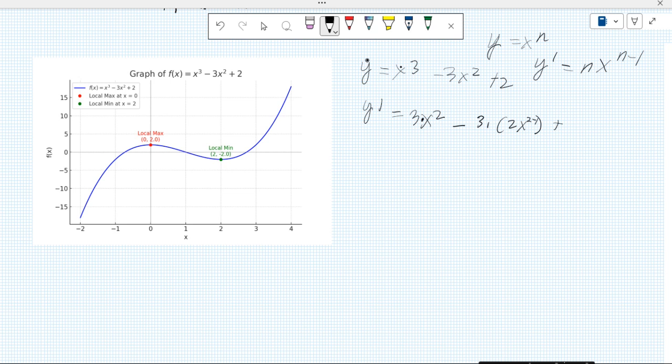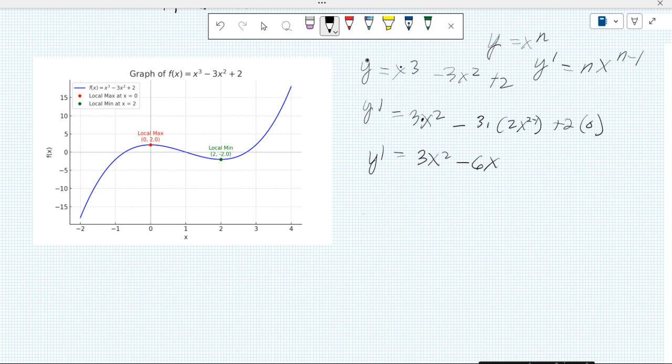However here, we have plus 2, a constant with no variable, so its derivative is essentially 0. So your y prime now is 3x^2 - 6x. That's your y prime. Now, all you need to do now is to set the first derivative to 0.